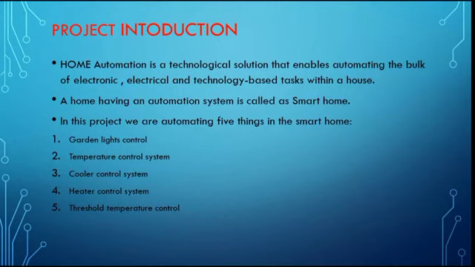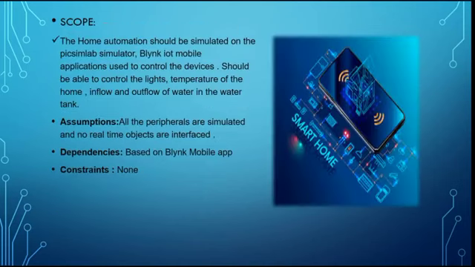Let's come to the project introduction. Home automation is a technological solution that enables automating the bulk of electronic and technology-based tasks within a house. In this project, we are automating five things in the smart home: garden lights control, temperature control system, cooler control system, heater control system, and threshold temperature control.